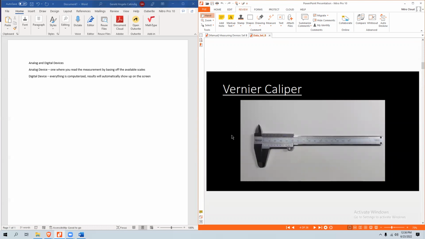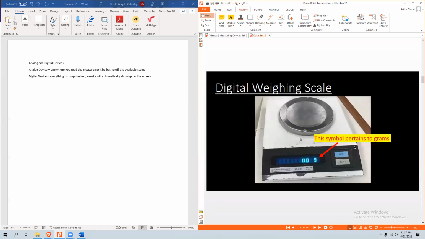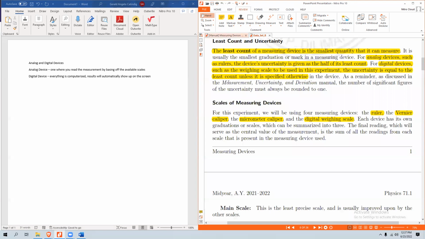Now, this may not be as familiar to some of you, but this one is a more precise measuring device as compared to your ruler. And of course, you also have your micrometer caliper, which also has a better precision compared to your ruler. And lastly, we have here your digital weighing scale. In a digital weighing scale, you just put your object in front of this silver plate here, and its mass will be measured automatically and shown on this dark blue screen here. All right. So let's go back to our manual.